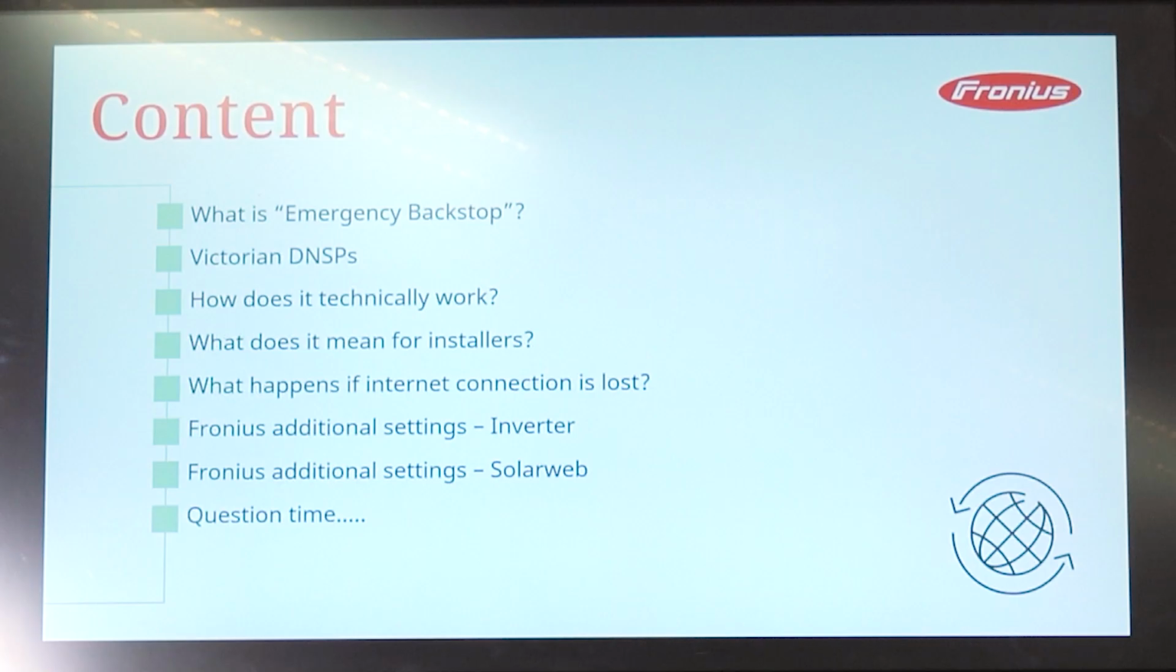So just to give you some of the content we'll go through today. So first, what is emergency backstop? A little bit of a rough explanation of that. Which Victorian DNSPs are involved? What does it mean for installers? How does it affect them? Also a big question is, because this is via the internet, what happens if you get dropouts? What are the actual changes? What are the additional things you need to do as an installer to get this set up? Then also some question time at the end.